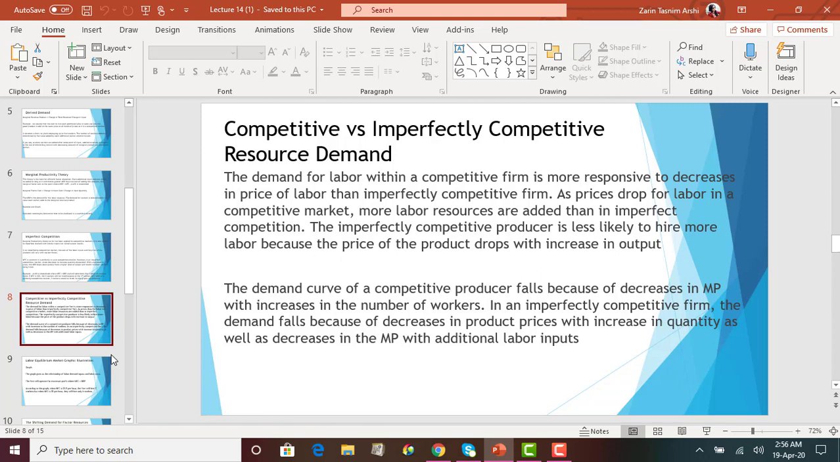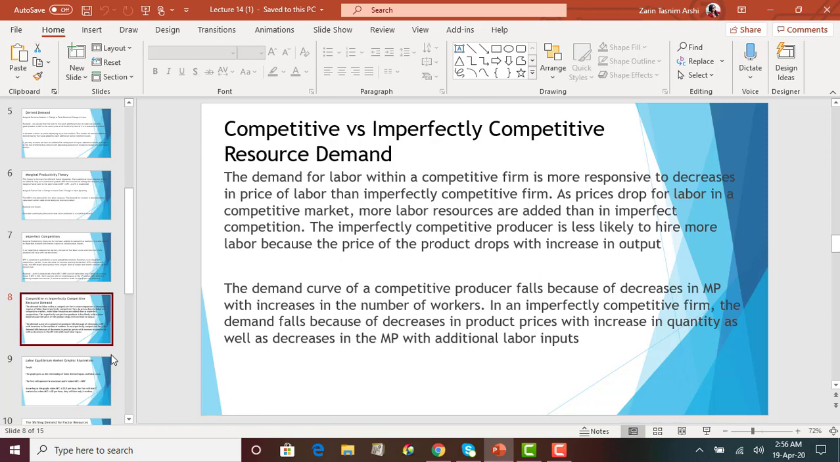Again, think about it. In a perfect competition, let's say the $23 was the cost, now if the cost went down to $15, we will probably hire more workers. But in an imperfect competition, if the cost goes down to $15, we will probably hire 1 additional worker, but not as much as perfect competition, because in this imperfect competition market structure, our price is also going down with increase in output. So basically, the demand for labor in a competitive market is more responsive to decreases in the price of labor, the cost of the labor.